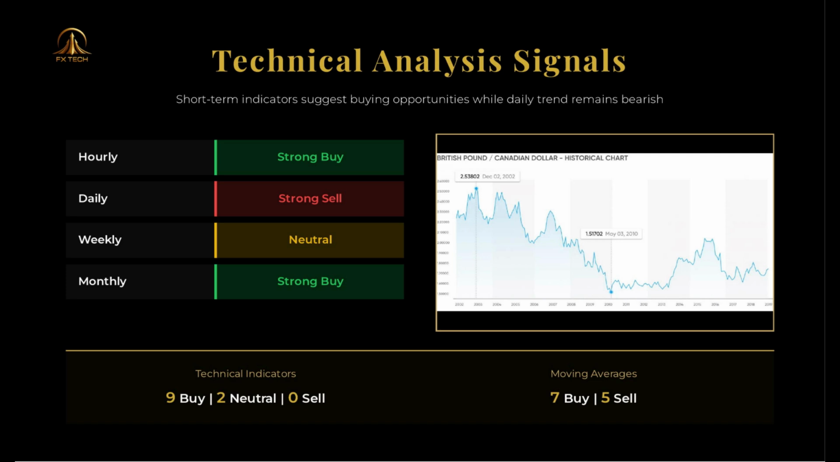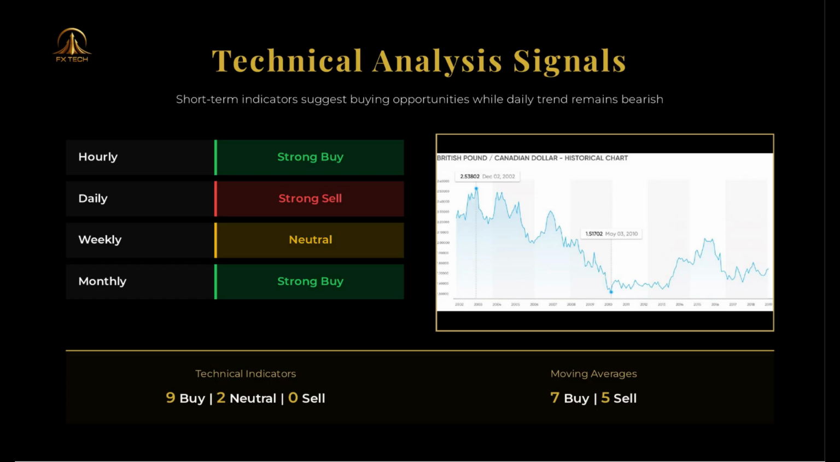The relative strength index at 42.5 indicates we're approaching oversold territory but haven't reached it yet, suggesting potential for further downside. The MACD histogram is negative at -0.0023, confirming bearish momentum, though the magnitude suggests the selling pressure may be moderating.